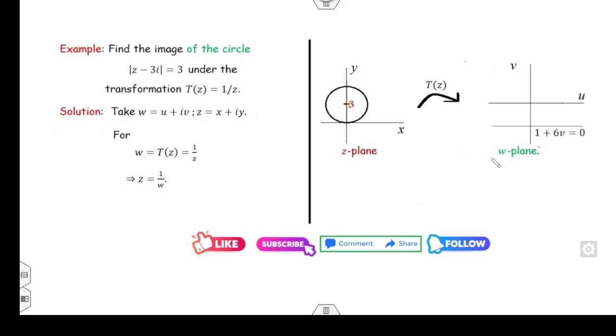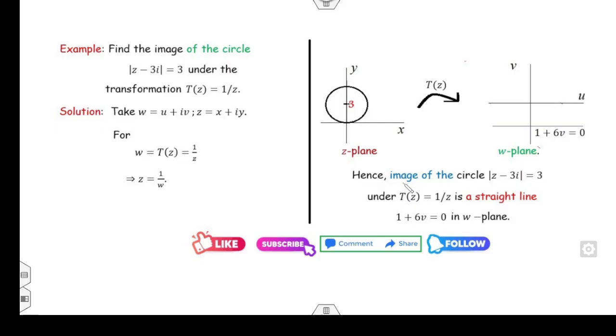So you can draw the graph and you can see, because it's non-linear, it will convert it into a strip. So that means the image of the circle is converted into a straight line.